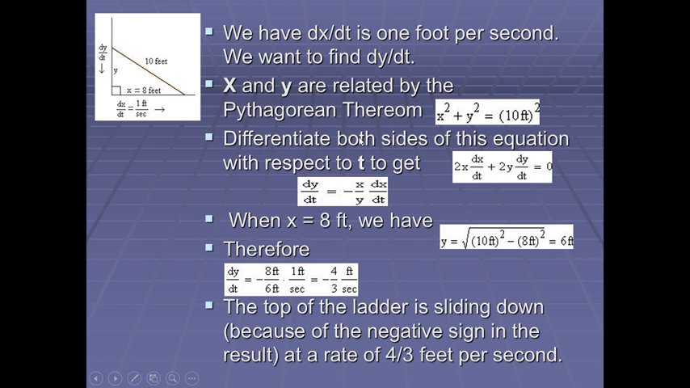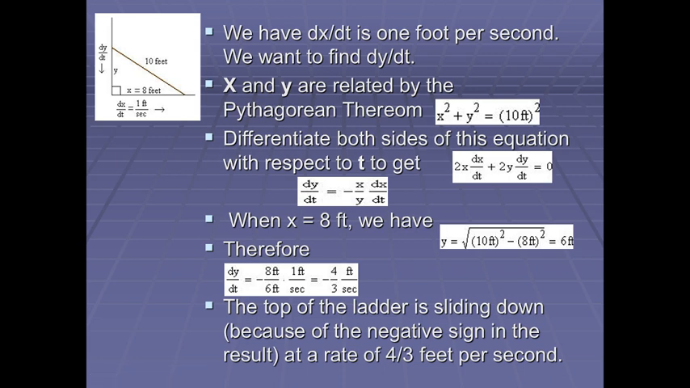So first thing that you want to do is make sure dx over dt is 1 foot per second, and we want to find dy over dt. And by using the Pythagorean theorem, we have x squared plus y squared equals 10 squared. And differentiate both sides of the equation with respect to t. So here's what we come up with: 2x dx over dt plus 2y dy over dt equals 0, and the derivative of a constant is always 0.